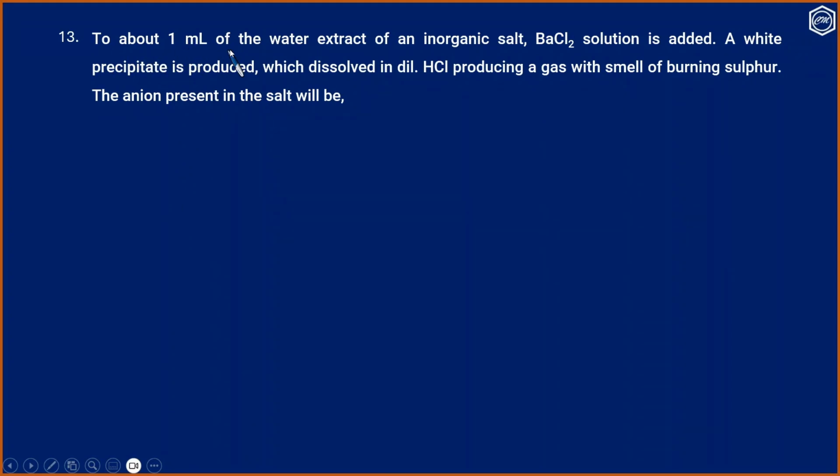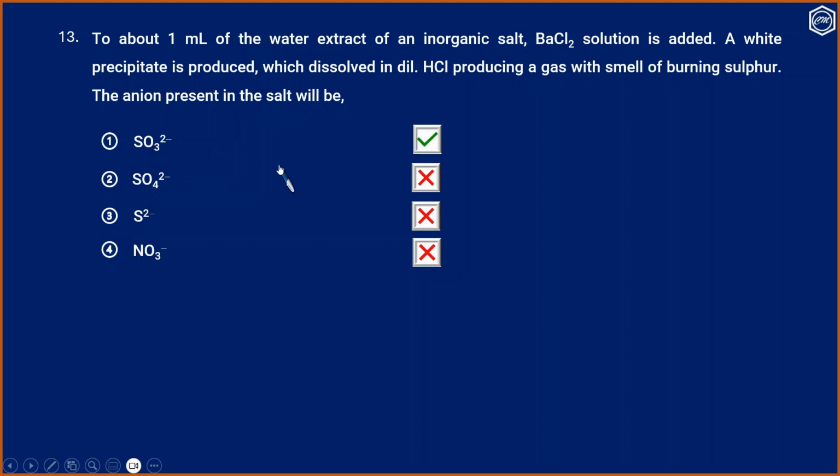Question 13. To about 1 ml of water extract of an inorganic salt, barium chloride solution is added. A white precipitate is produced which dissolves in dilute HCl, producing a gas with the smell of burning sulfur. The anion present in the salt will be 1 sulfite, 2 sulfate, 3 sulfide and 4 nitrite. So we can eliminate nitrite. Also we can eliminate 3, that also is wrong. And we know sulfite as well as sulfate give white precipitate with barium chloride. For sulfate it is barium sulfate and barium sulfate is insoluble even in concentrated HCl. So here the precipitate dissolves in dilute HCl. So we can eliminate option 2 also. Hence the correct answer is option 1, that is sulfite.